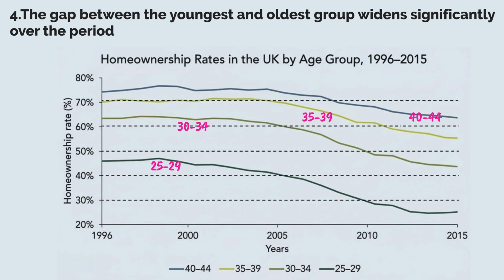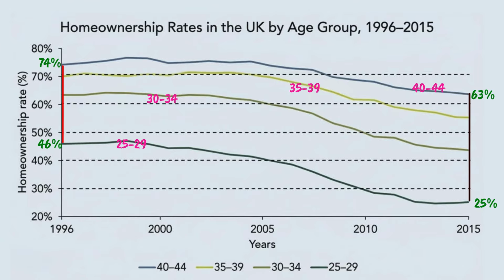The fourth pattern is that the gap between the youngest and oldest groups is already quite large at the start of the period, and it becomes even wider over time. In 1996, around 74% of people aged 40 to 44 owned a home, compared with about 46% of those aged 25 to 29, a noticeable difference of almost 30 percentage points. By 2015, although both groups decline, the youngest group drops far more sharply, falling to roughly 25%, while the oldest group decreases more gently to about 63%. As a result, the gap expands to almost 40 percentage points by the end of the period.